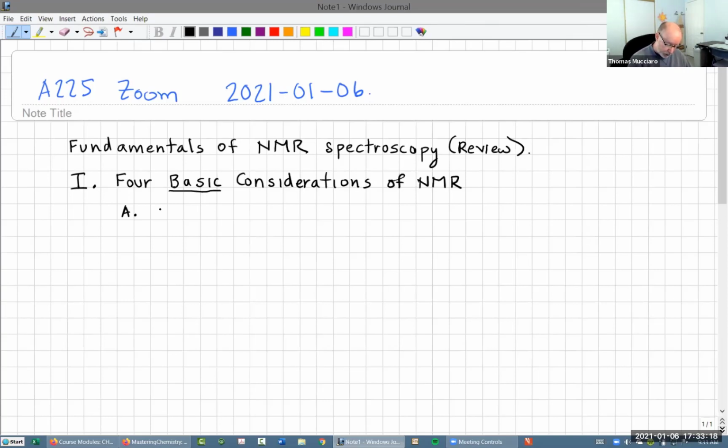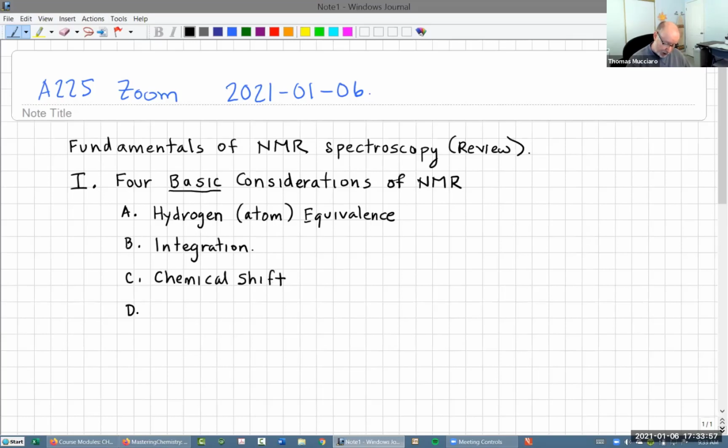So the first one is equivalence. Equivalent atoms, okay? The second one is integration. The third one is chemical shift. And the fourth one is splitting. Okay? And tomorrow, we're going to look at these areas again in a little more detail.